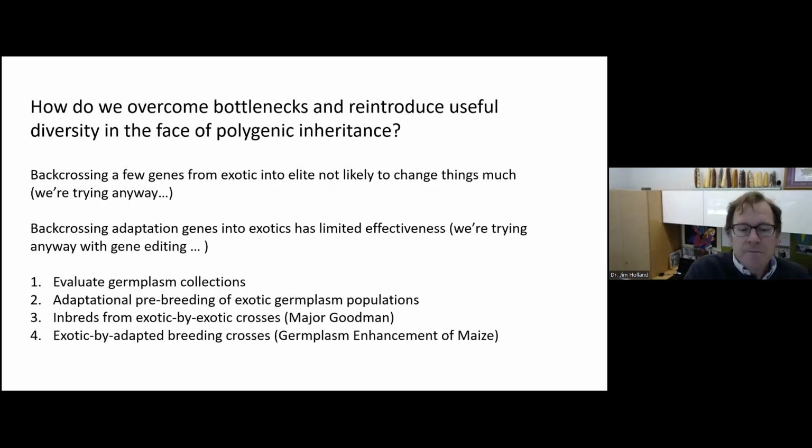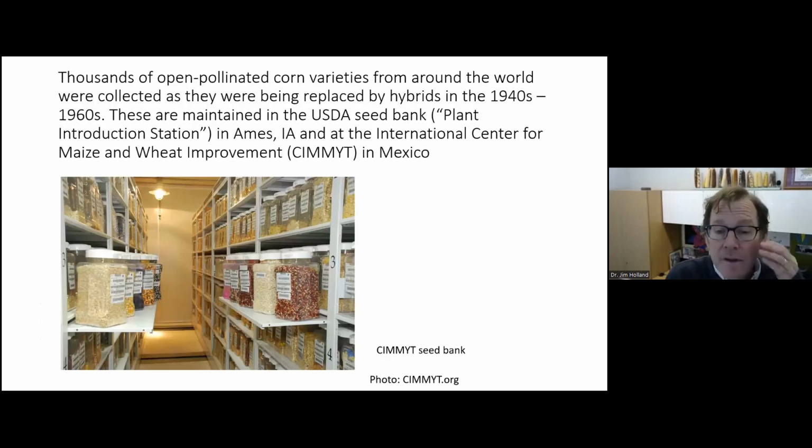And then the last example I'll give is maybe the one that's closest to having impact on commercial breeding programs, and that's the germplasm enhancement of maize, where you take exotic material and directly cross it with elite commercial germplasm and select for favorable progenies from those.